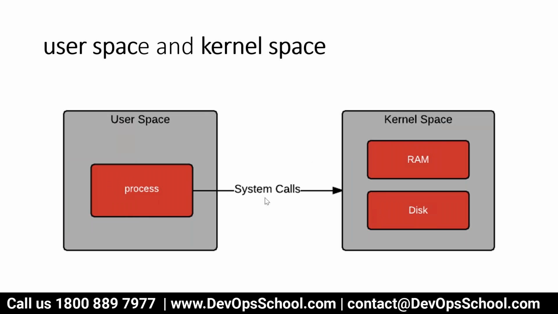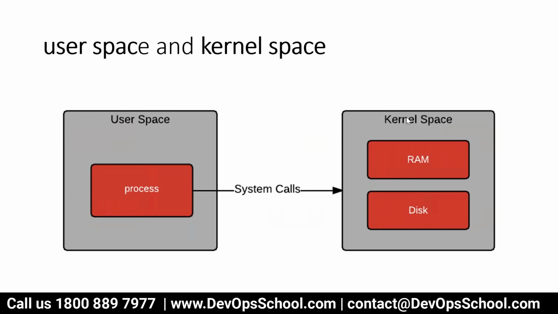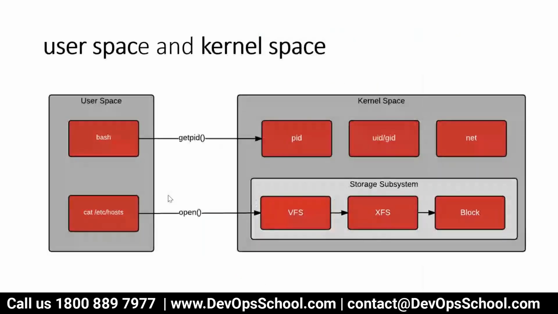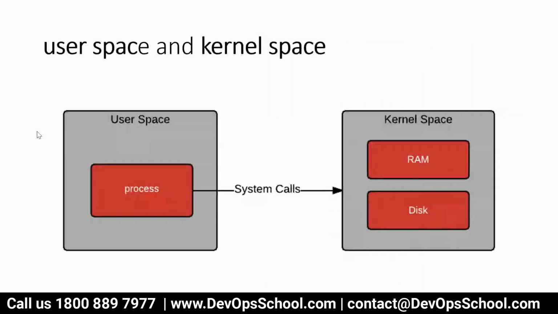So both are separate spaces where programs run. All the kernel related programs, operating system related programs, run in kernel space. All of your programs run in user space. So a system call is nothing but a function that we use to interact with the kernel space. Yes, we call this a system call.